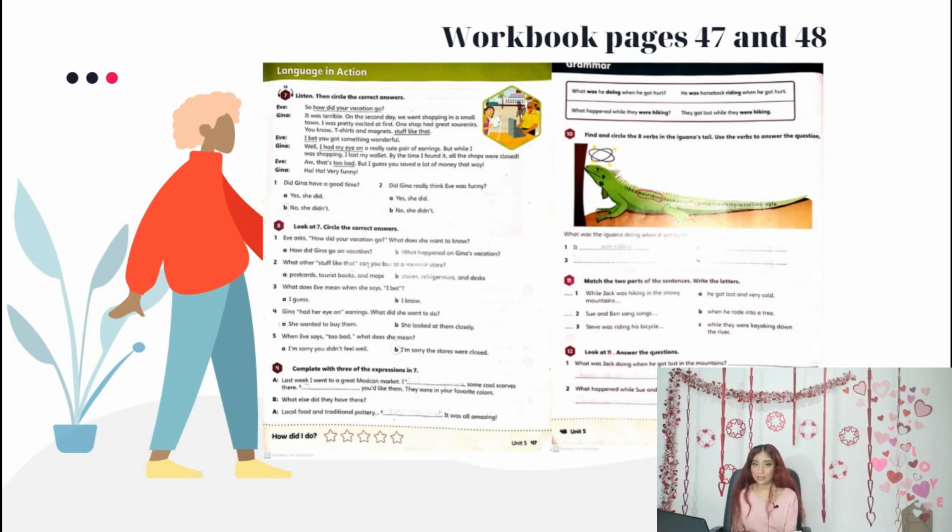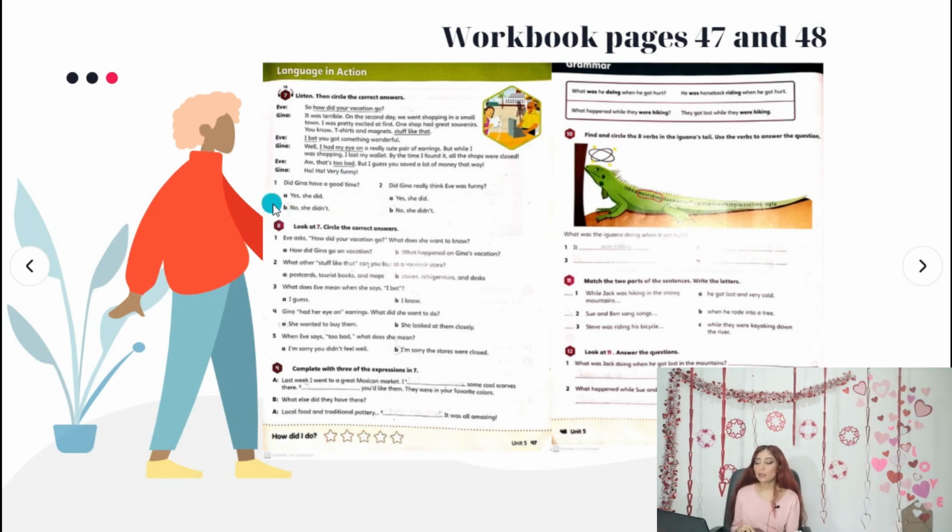Okay, I think at least she found her wallet, right? Some people never find their wallet. So activity 8, now we can go to this. Number 1 says, did Gina have a good time? Letter A, yes she did. Letter B, no she didn't. Number 2, did Gina really think it was funny? Yes she did. No she didn't.